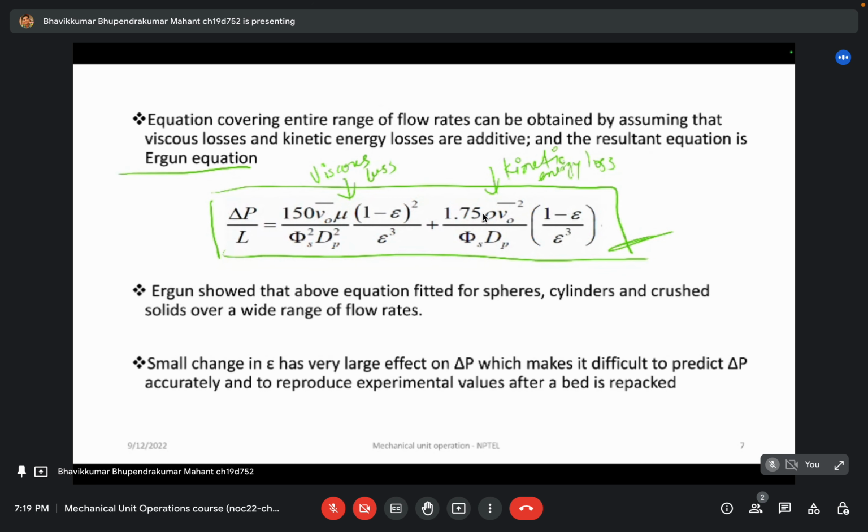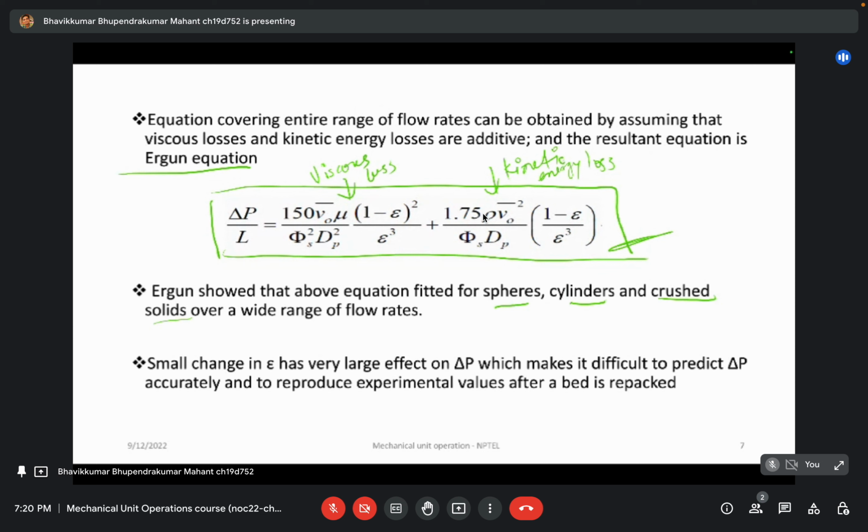Okay, so there are some characteristics of the Ergun equation which I noted over here. Ergun demonstrated that the above equation can be used for spheres, cylinders, as well as crushed solids. Everywhere you can use a similar kind of equation, over a wide range of different flow rates.